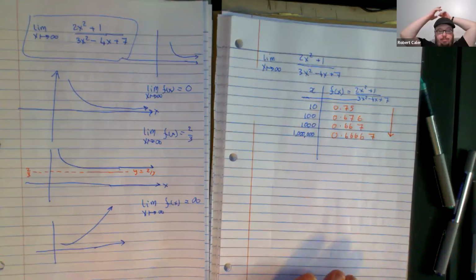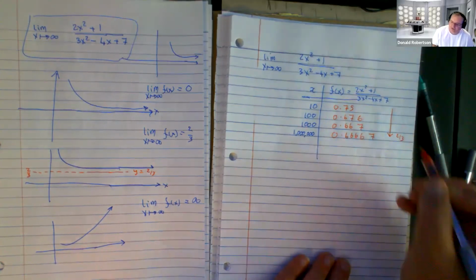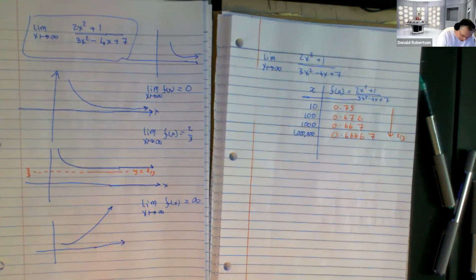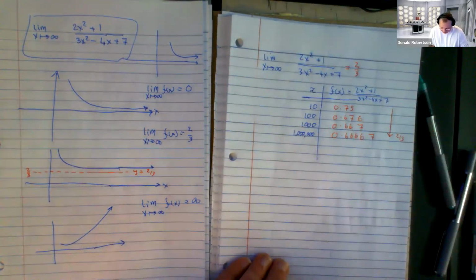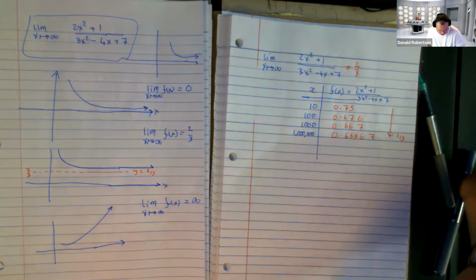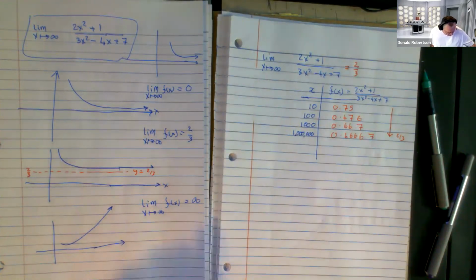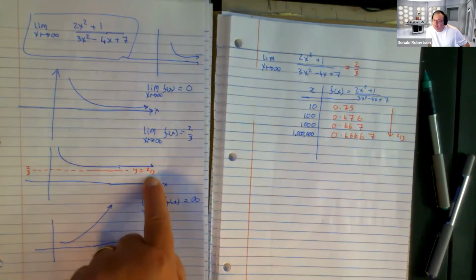2/3. I think it would be 2/3. Would you agree? 0.66666, 2/3. So here is our estimate. Technically, it's an estimate right now, that this limit is 2/3. So it would be one of these ones, wouldn't it? Level off at 2/3.